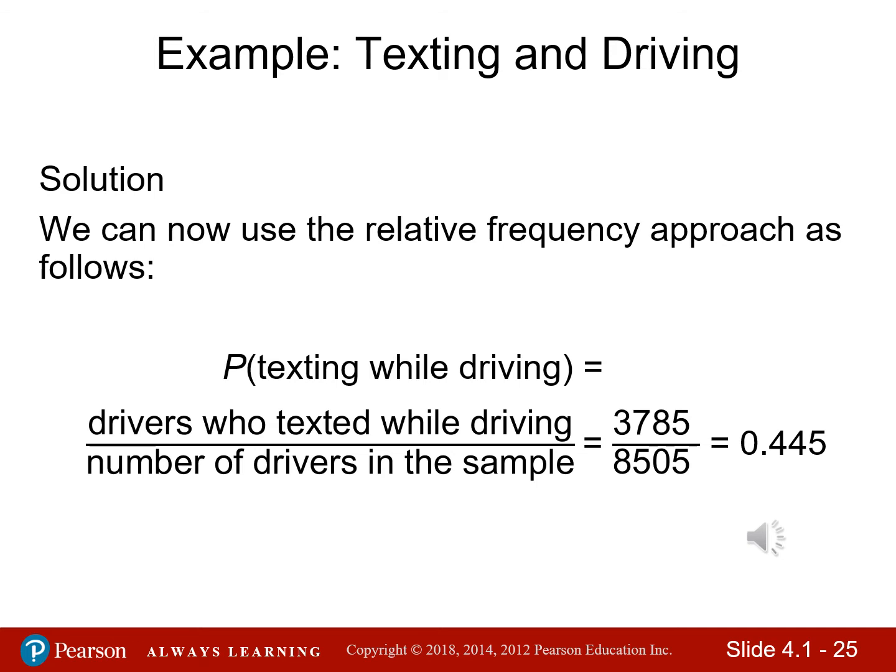We now have all of the information we need to calculate our probability. We can use the relative frequency approach. We can say that the probability of texting while driving is equal to the number of drivers who texted while driving divided by the number of drivers in our sample. This gives us 3,785 divided by 8,505, or a probability of 0.445. Be careful when you're thinking about the numbers involved and what they represent when you're calculating your probabilities.